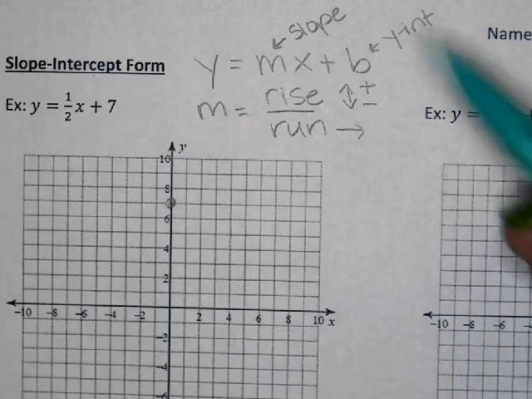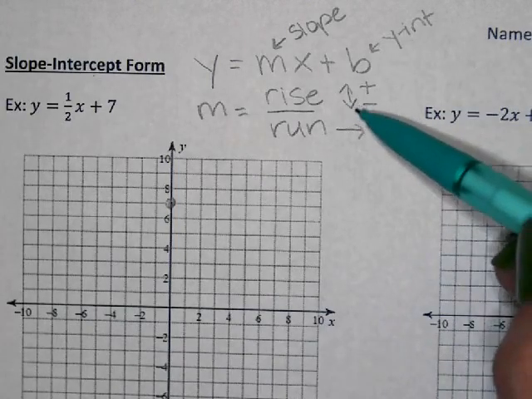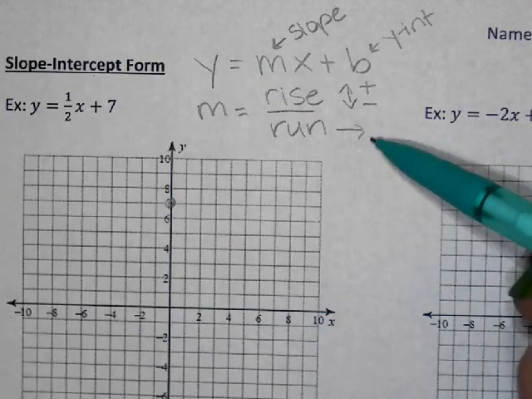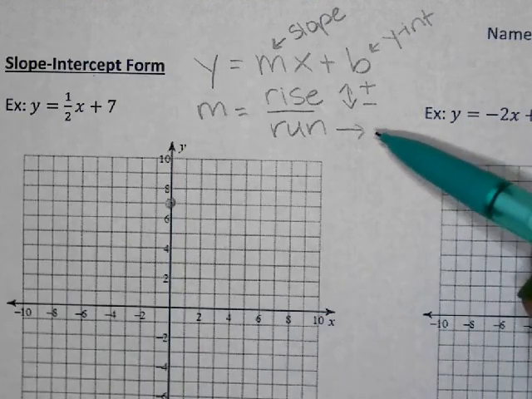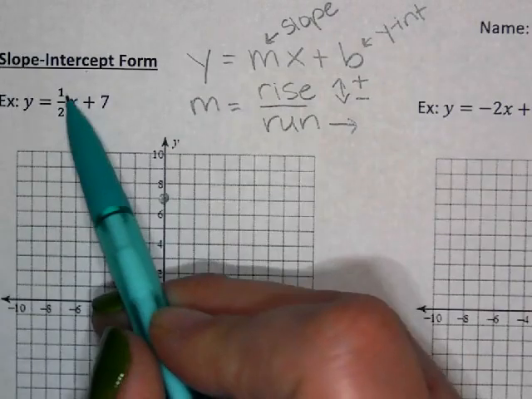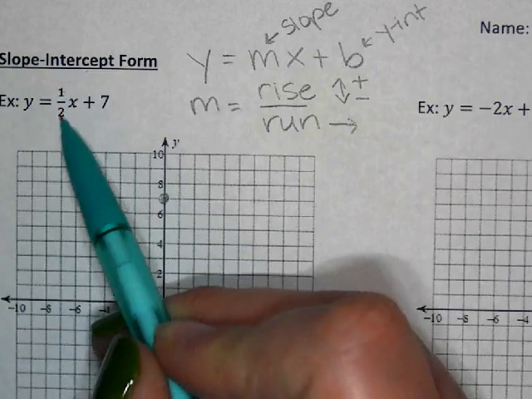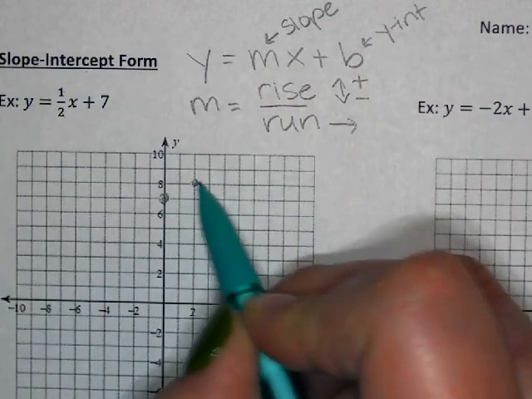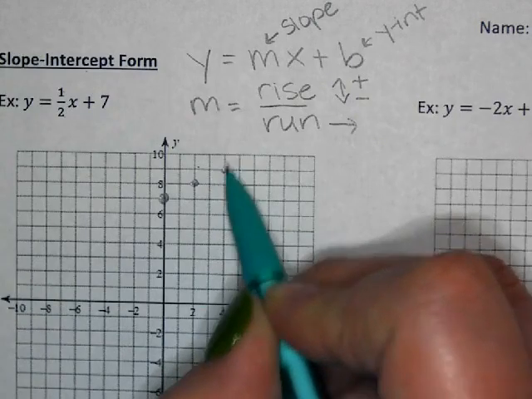Okay, so the slope tells you to go up or down, positive or negative, and then the bottom number of the slope tells you to go to the right. That way we do not get confused. Okay, so this slope is rise 1, run 2. So we're going to go up 1, right 2. Up 1, right 2, up 1, right 2.